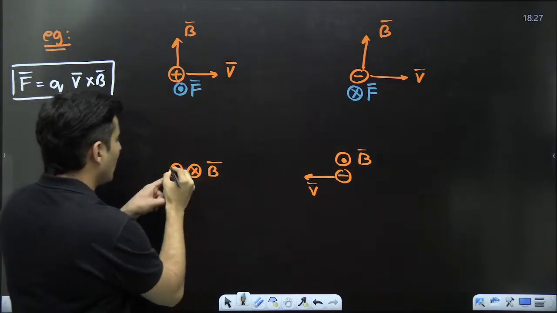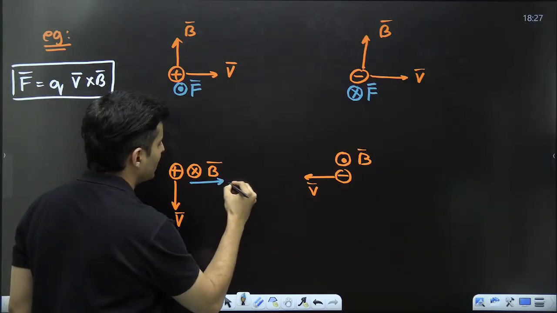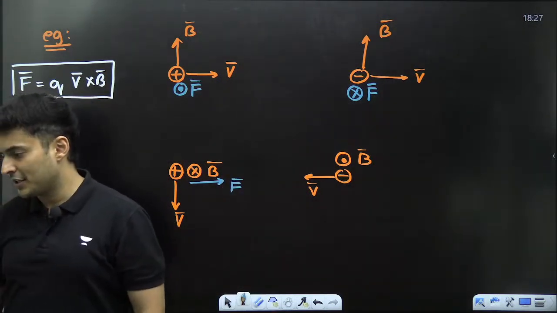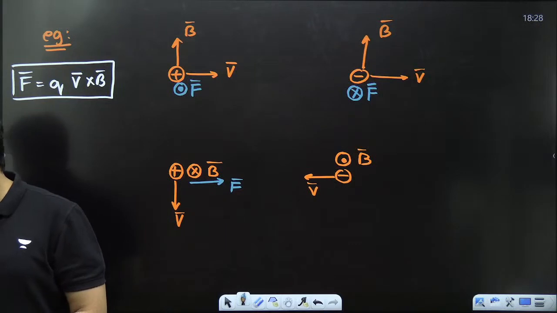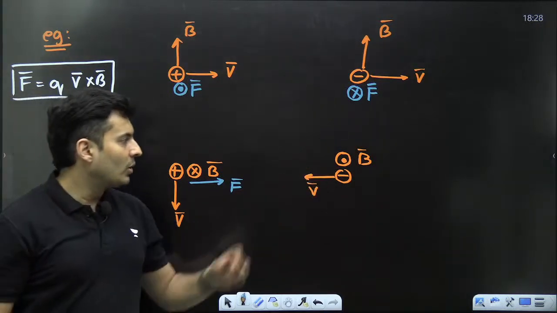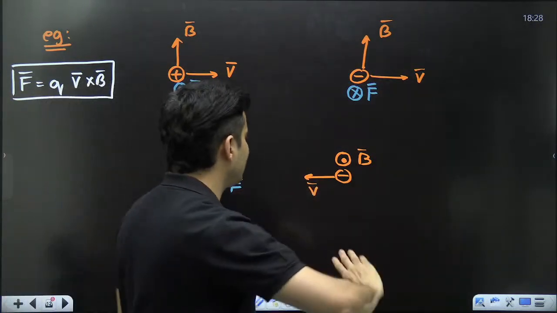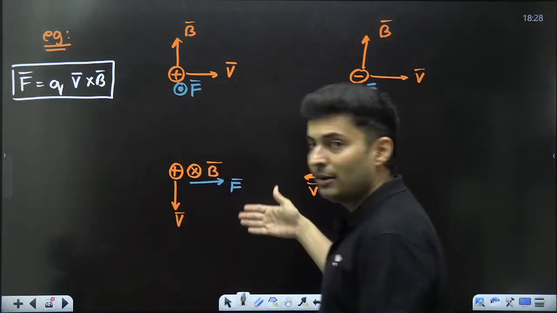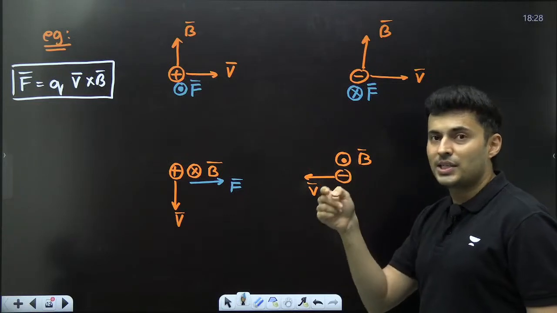So because this is a positive charge, the force should be in this particular direction. See if everyone is getting it. Everybody is getting it. Perfecto. What about this? Velocity is to the left side, magnetic field is coming towards you.